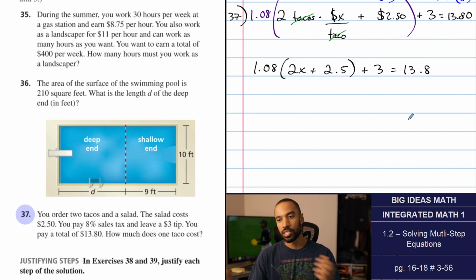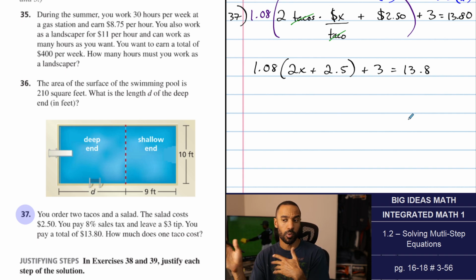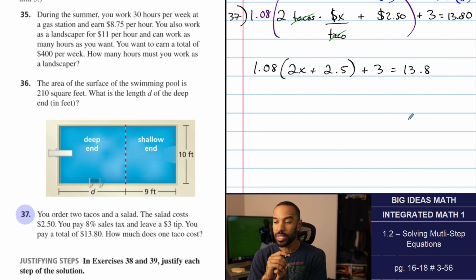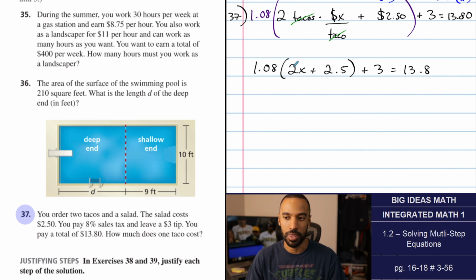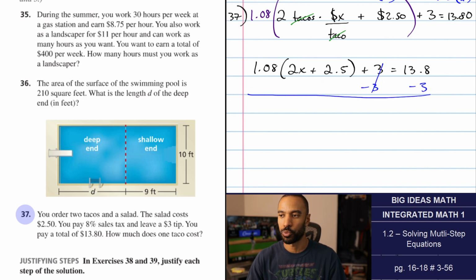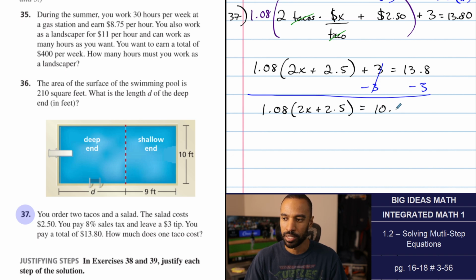So, listen, this is decimals. We'll just deal with the decimals. One thing we're probably not going to be able to... Oh, actually, we can. Hold on a second. So, first thing I want to... Listen, you can distribute if you'd like to. I think it's going to be weirder decimals. I'm going to first just clean this part up and talk about, hey, which way would you prefer? When I subtract 3, 13.8 minus 3 is 10.8. So I have 1.08 times 2x plus 2.5, and this equals 10.8.